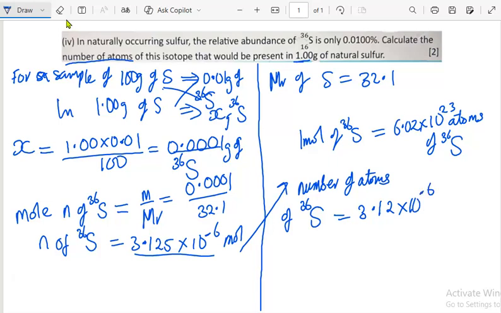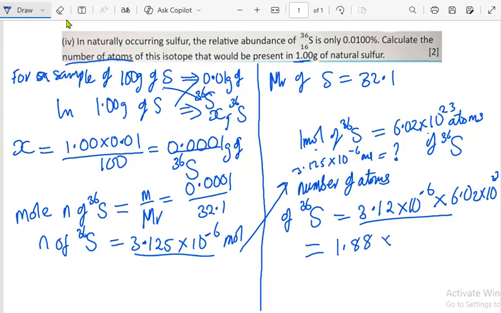That's the number of moles, times 6.02 times 10 raised to the power 23. It's just making this the subject of the formula. If 1 mole of sulfur-36 contains these atoms, then 3.125 times 10 raised to the power minus 6 moles will contain how many atoms? So when you cross multiply, you get 1.888 times 10 raised to the power 18 atoms of sulfur-36.